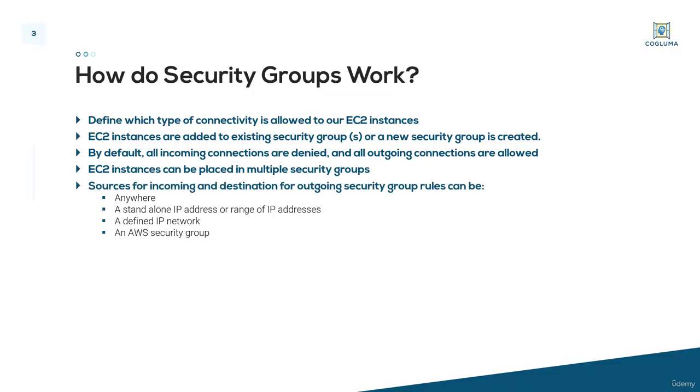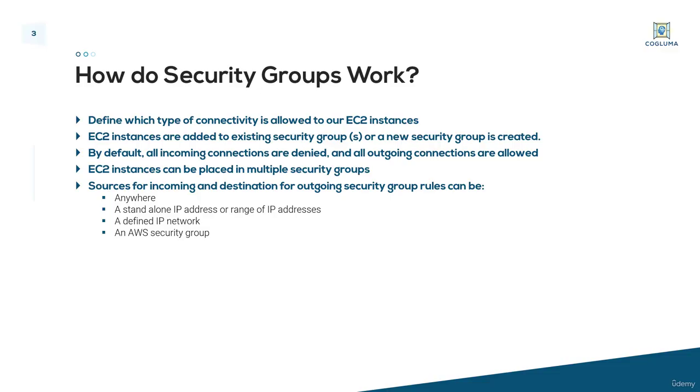So, the sources for incoming and destinations for outgoing security group rules. What can we list in those security groups? We can list anywhere, which you'll see listed as 0.0.0.0/0. We have standalone IP addresses or a range of IP addresses. We can also list a defined IP network or an AWS security group.